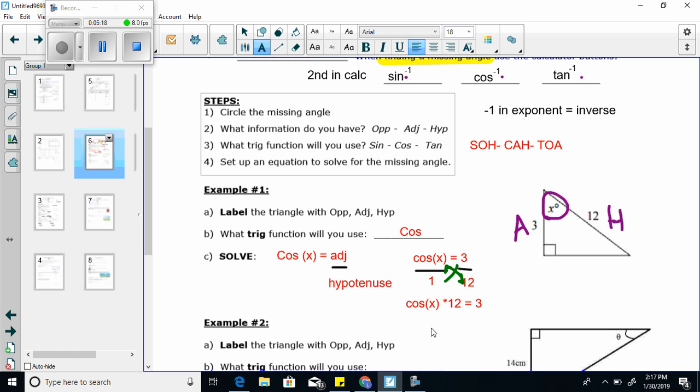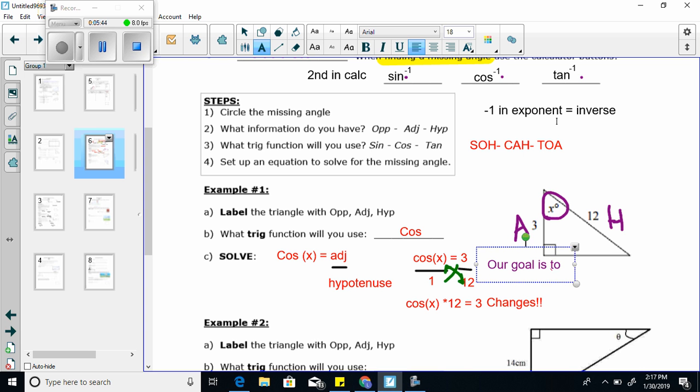Now you're saying, Miss Cullen, but now we have to divide by 12, like we did back in that step. This is where it changes. I did this because I want you to see this is where it changes. This is not the same way to solve. Our goal is to get x by itself. Simple as that.